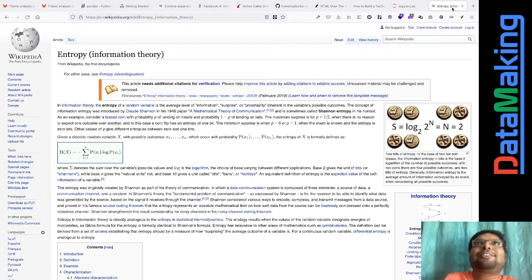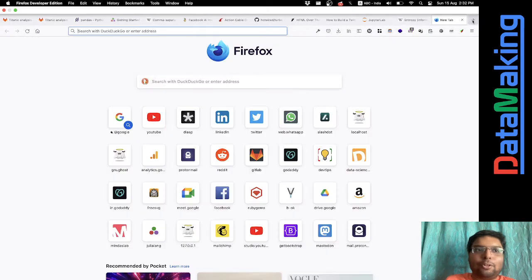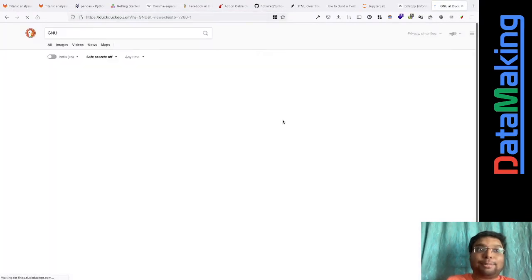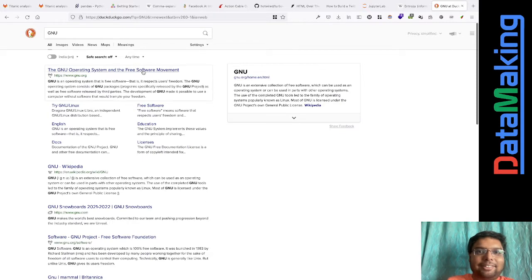I also heard that this name was given in computer science and a field called information theory just to confuse people. Computer science people in the past liked to confuse others. They've come up with different names like entropy, and there is another name called GNU. But you need to know what GNU is, because without that, all these things cannot be possible.